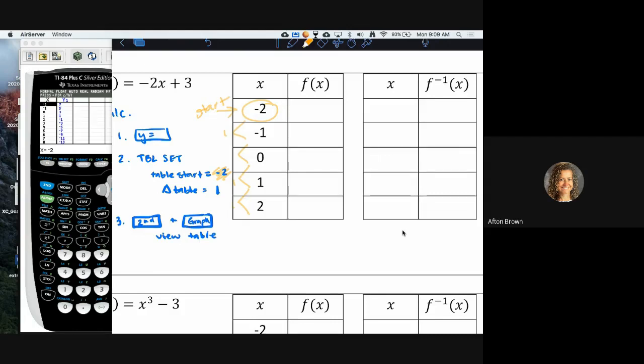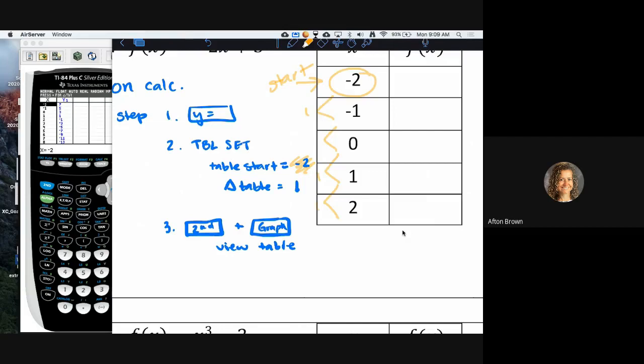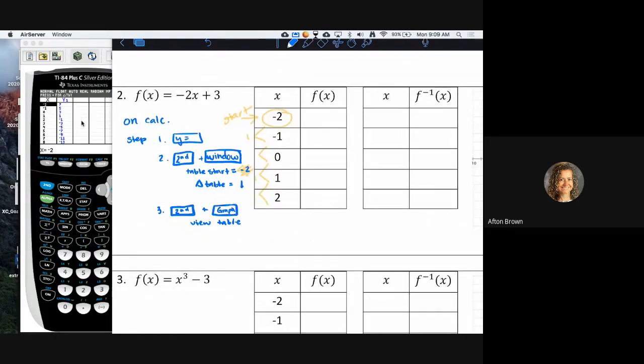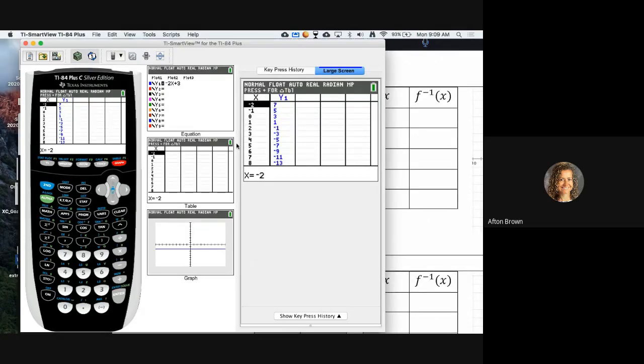Can I just show you my practice? Okay, so it's because we have to go to table set, we have to hit second table set. In fact, let me add that to here. So step 2, I should say, there are 2 buttons. We have to hit second plus window. There we go, thank you. And do you guys agree with my numbers? Yeah, it starts, yeah. I would agree. This is going to be easier.